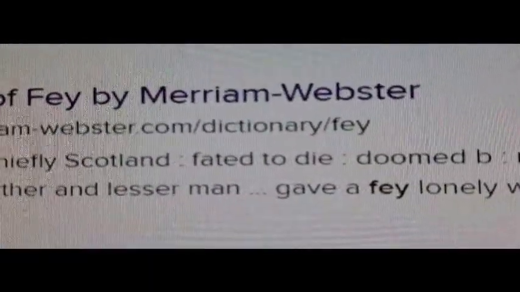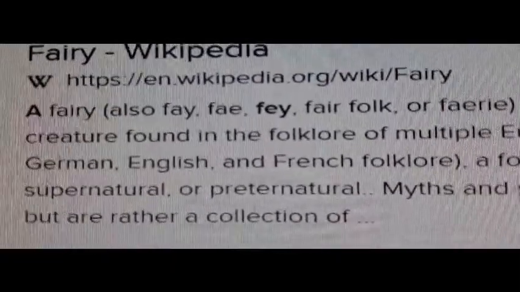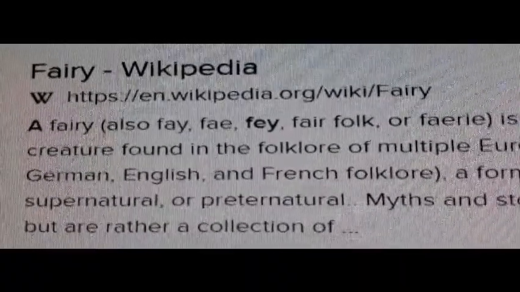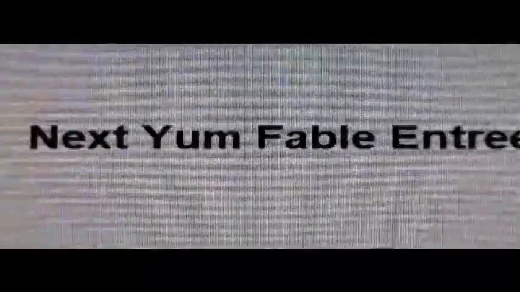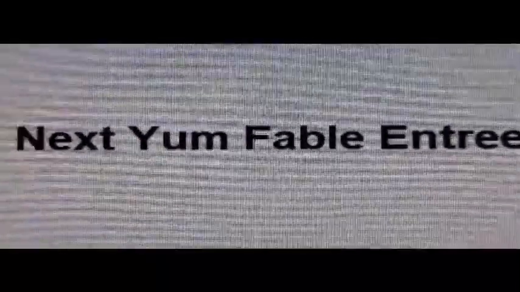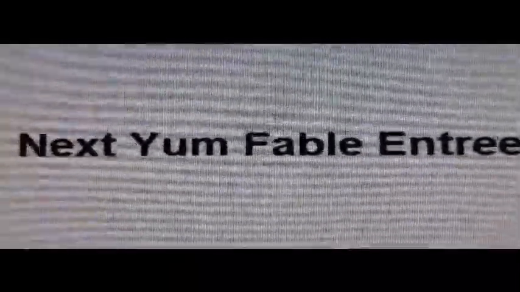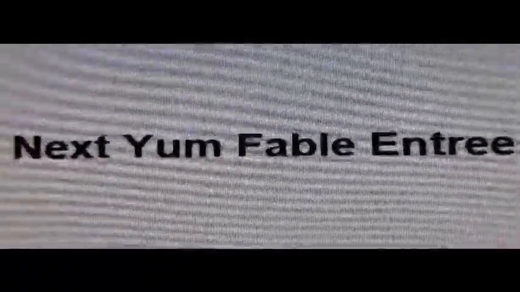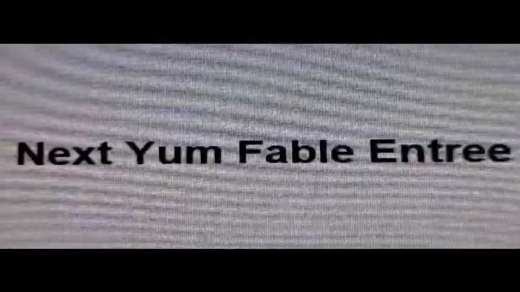Okay, so fey, fated to die. So, also, fairy is a fae. And they're calling Tinkerbell a fairy. So is she sort of symbolic of that, and remember how I mentioned that when you're the person shopping for the ingredients and creating the menu, you can tell everyone what's on the dinner plate coming up. So next, yum, fable entree. So they get to make up the stories, and we're the ingredients that are being used.